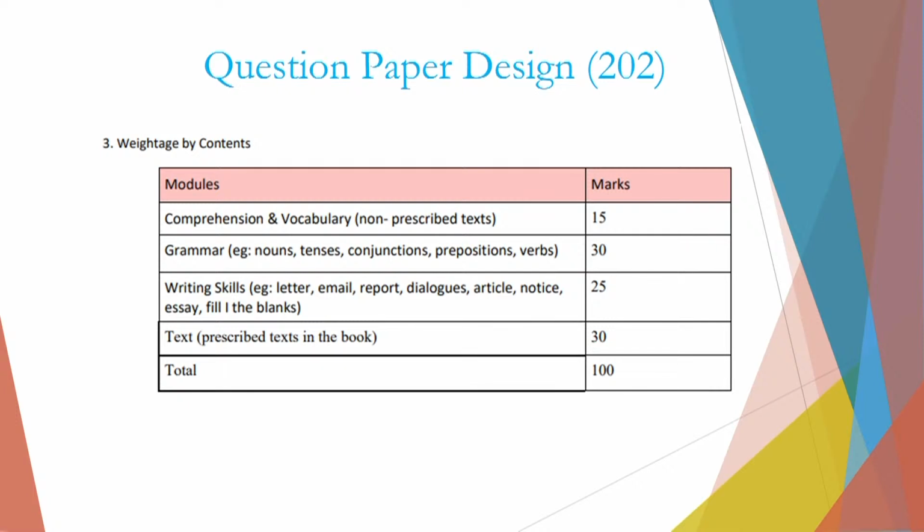Next we have question paper design, weightage by contents. So as you can see, comprehension and vocabulary, the non-prescribed text, which is commonly known as unseen passages, will have 15 marks, including objective and subjective. Grammar will carry 30 marks, including subjective and objective. Writing skills will carry 25 marks, including subjective and objective, and the prescribed text from the SLM, from the book, will carry 30 marks, both subjective and objective. Right? So total 15 plus 30 plus 25 plus 30 will carry 100 marks. In this way, the 100 marks will be distributed among the modules.